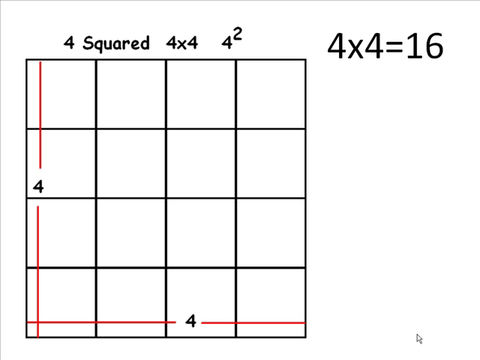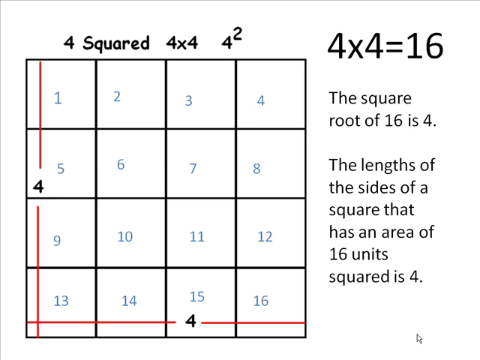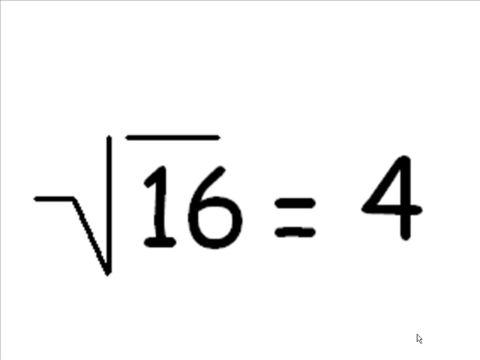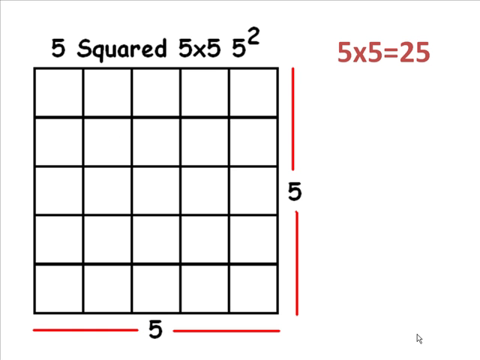What does square root 16 look like? Well, 4 times 4 is 16. Here we have 16 squares. The length of each side of the larger square happens to be 4. 16 squares. Square root of 16 is 4. Square root 16 equals 4.